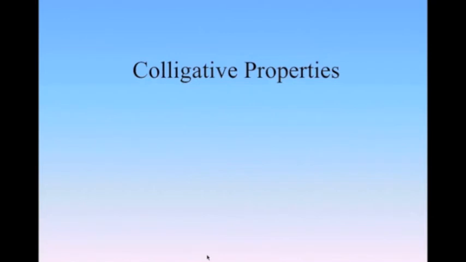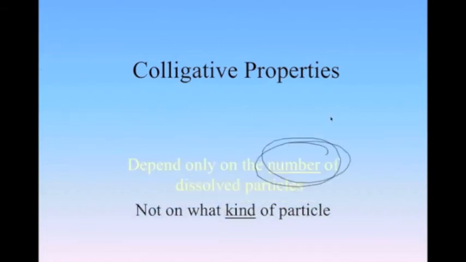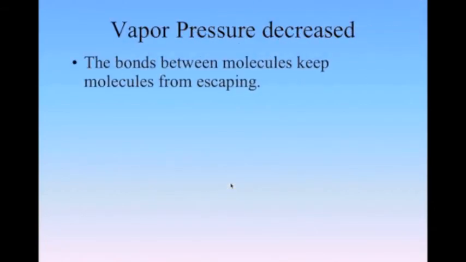Now, colligative properties depend only on the number of dissolved particles, not what kind of particles we have. When we're looking at it, we're going to look at vapor pressure first. Vapor pressure, remember, we talked about it in the last chapter. When we collected the gas over water, water had a vapor pressure, and we always calculated that. Now, when we're talking about solutions, we have to change a few things and understand what's going on.